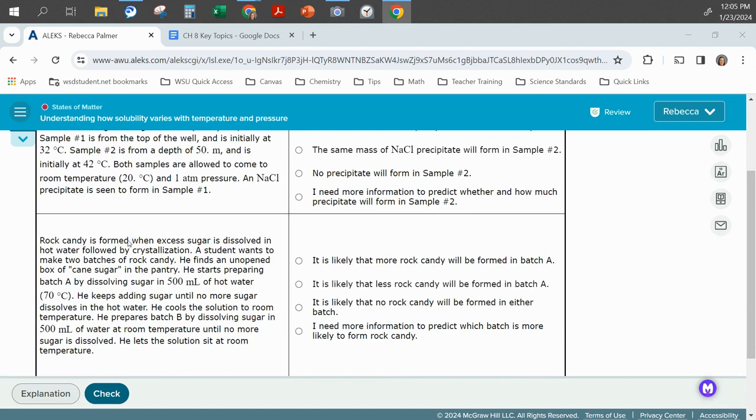Okay, next one. Rock candy is formed when excess sugar is dissolved. So this person dissolves sugar in 500 milliliters of water at 70 degrees Celsius, and the same thing but at room temperature. So which sample will dissolve more sugar? Higher temperature will dissolve more. Good. Because if we increase the temperature, our solid will dissolve more. And then this person lets it sit at room temperature, and so we're going to expect more to come out of the sample that we were able to get more to dissolve in. I'm wondering if there is a real world situation where you would get more dissolved the other way, because it says it's likely, but it's not certain.